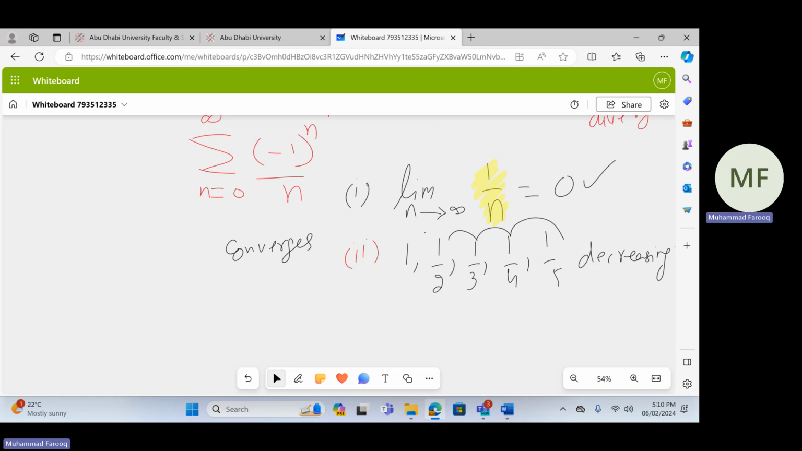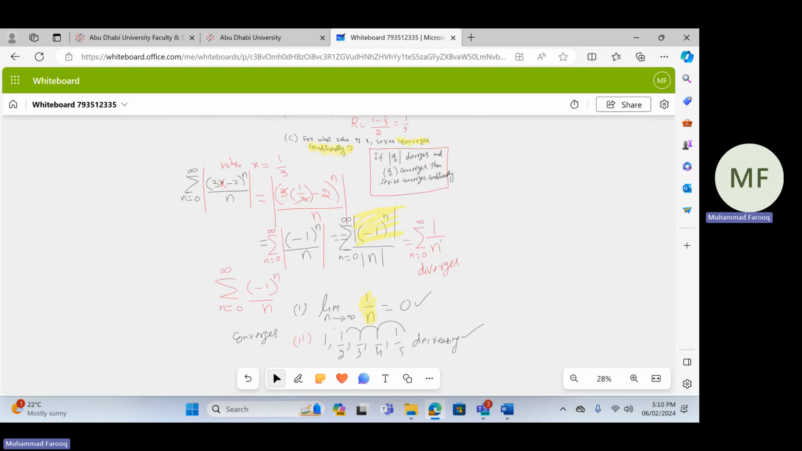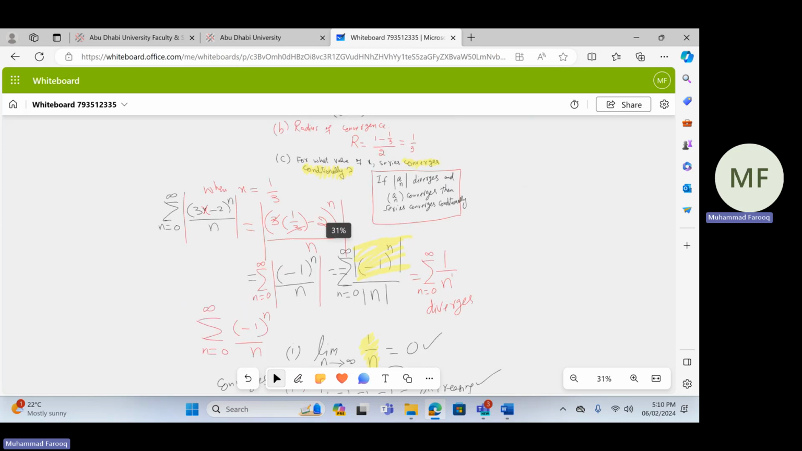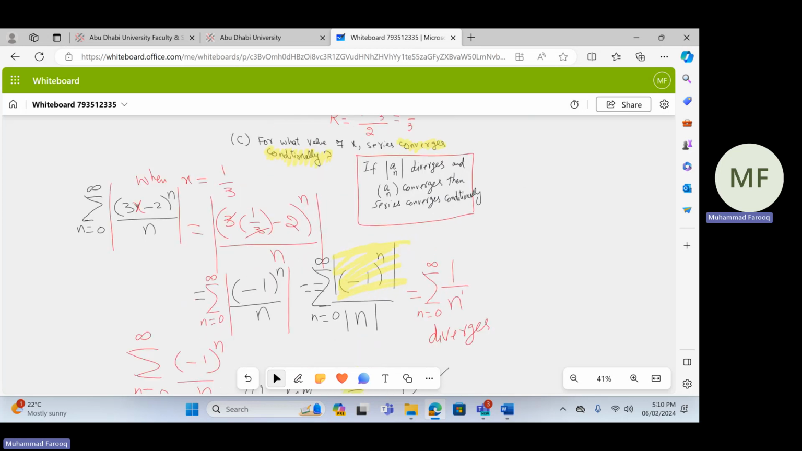At 1/3, was that the answer? It converges conditionally. So what about the interval? We change, of course. This is the definition of conditional convergence: with absolute value it diverges, without absolute value it converges, which means it converges conditionally.